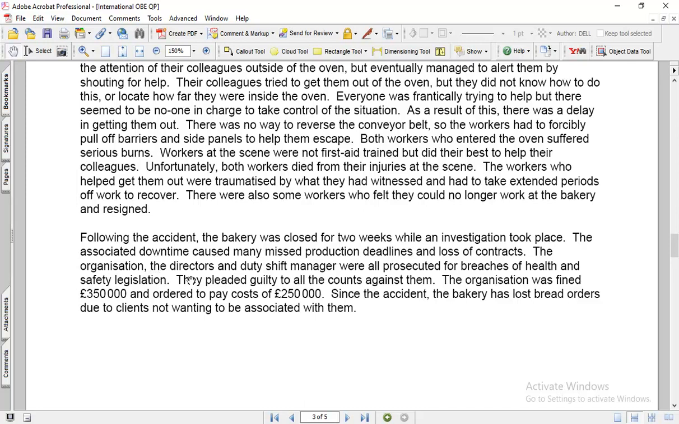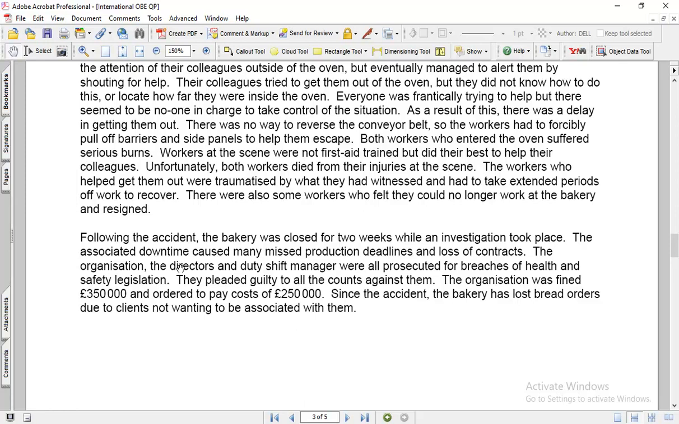The organization, the directors and the duty shift manager were all prosecuted for breaches of health and safety legislation. They pleaded guilty to all the counts against them. The organization was fined £350,000 and ordered to pay costs of £250,000. Since the accident, the bakery has lost bread orders due to clients not wanting to be associated with them.